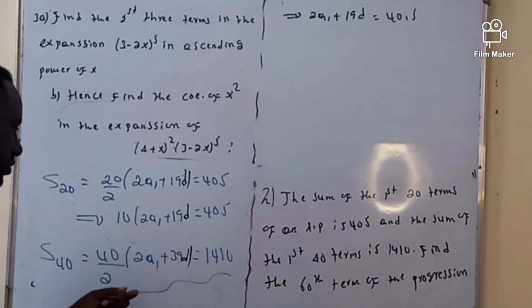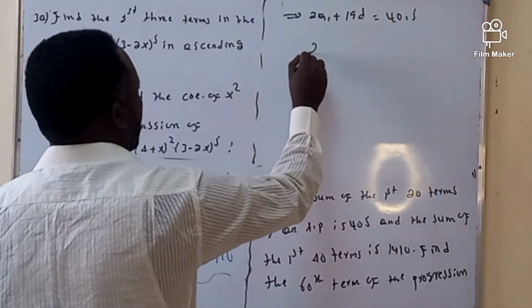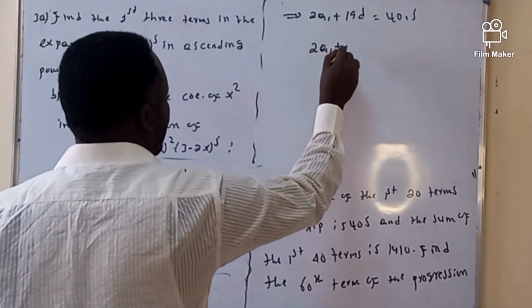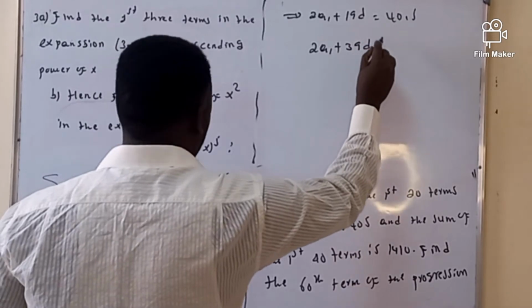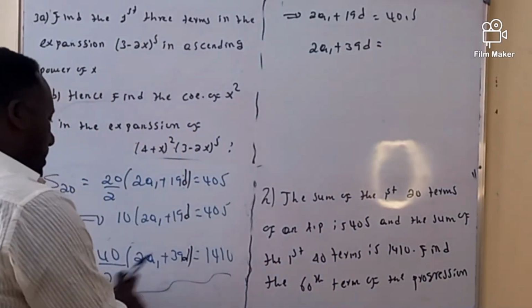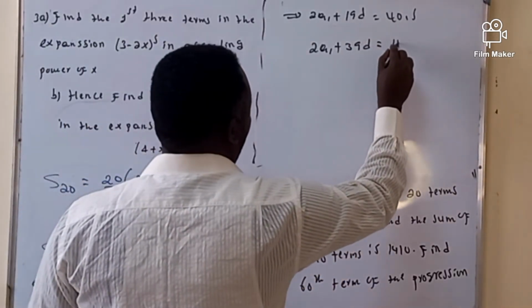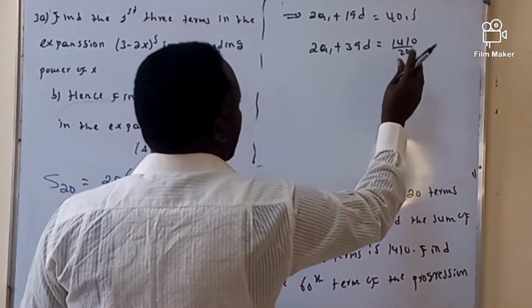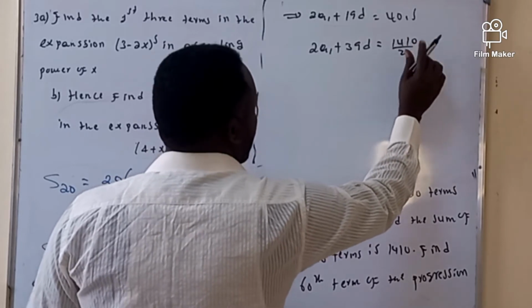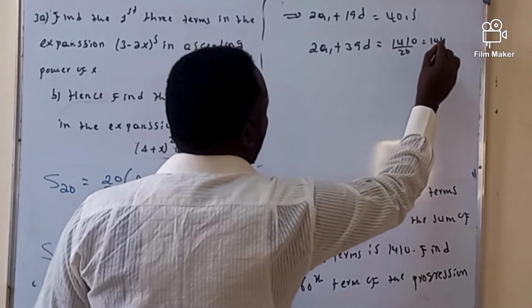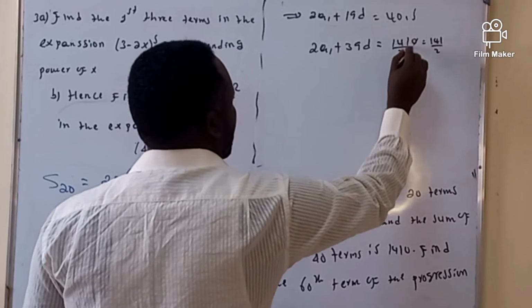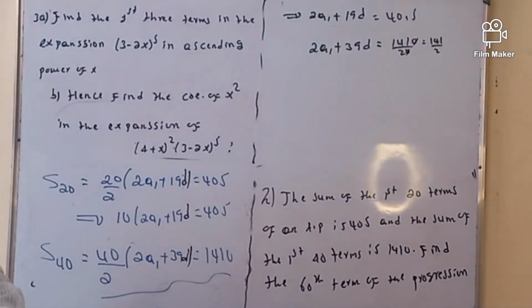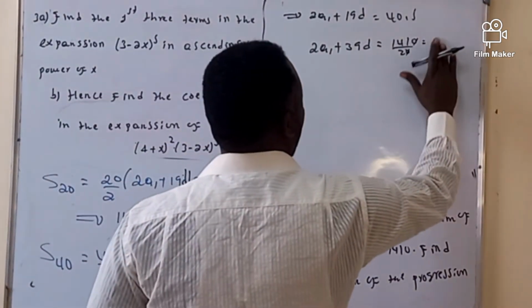Similarly, now this is going to be 2a1 plus 39d, which is going to be 1410 over 20. So this is cancelled, which is going to be 141 over 2, and that is going to be 17.5. This is exactly 17.5.